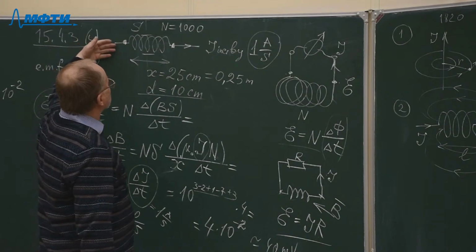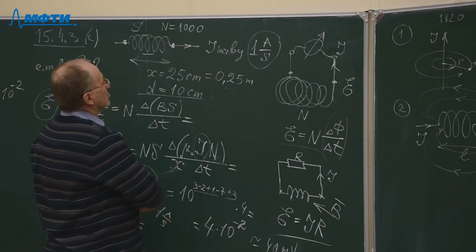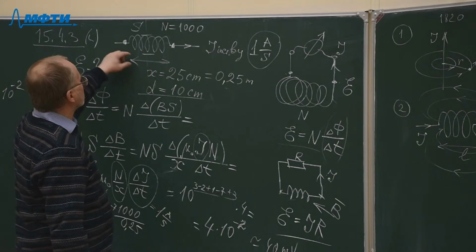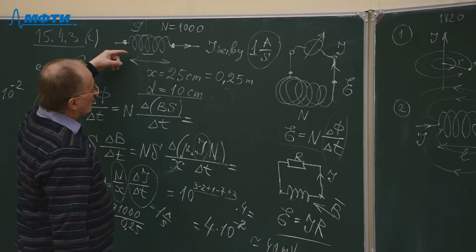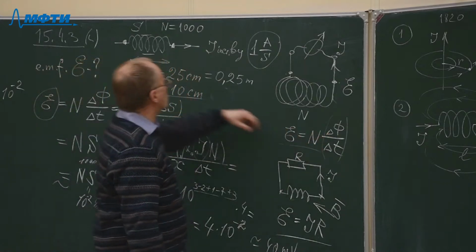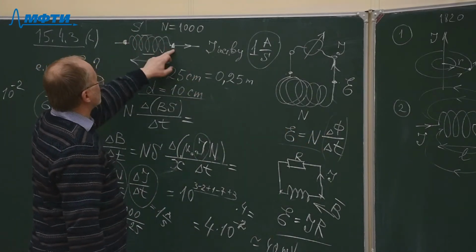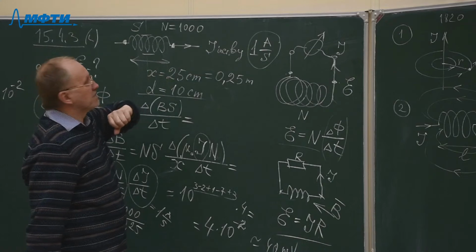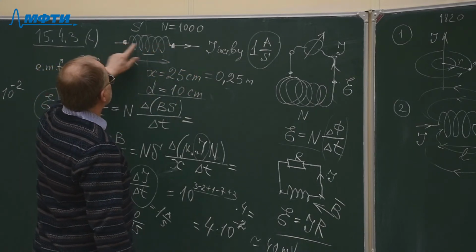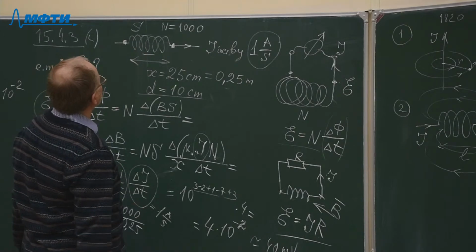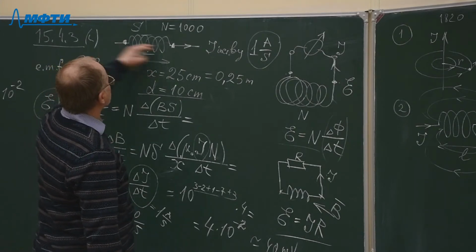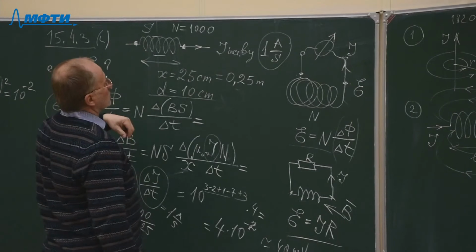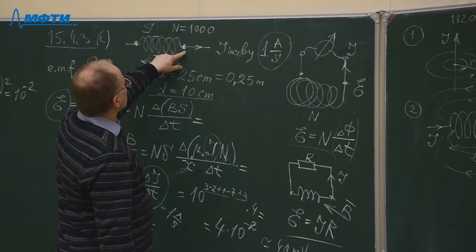And if the current is increasing, as it's given in this problem, with a rate of change of 1 ampere per second, then the magnetic flux change here will create such a potential difference which will be directed against the increase of the current according to Lenz's rule. So this change of magnetic flux will create the potential difference which will cause the current to flow in a different direction. It will be opposed to the change in current.